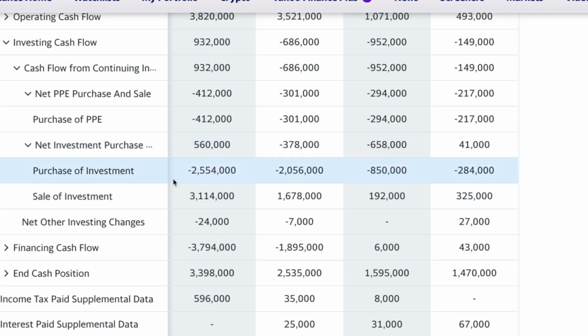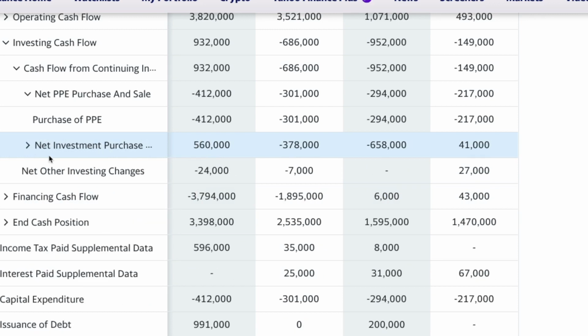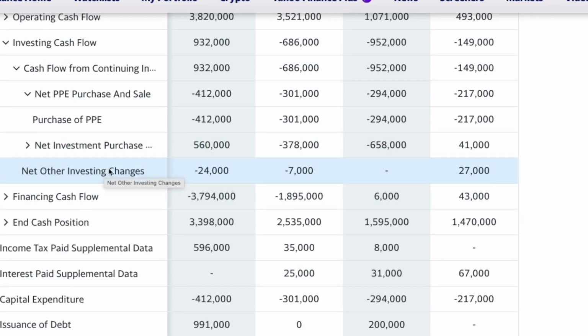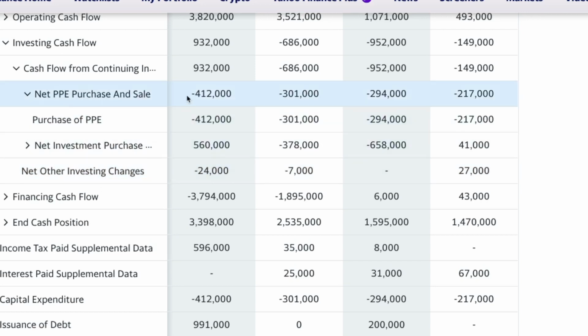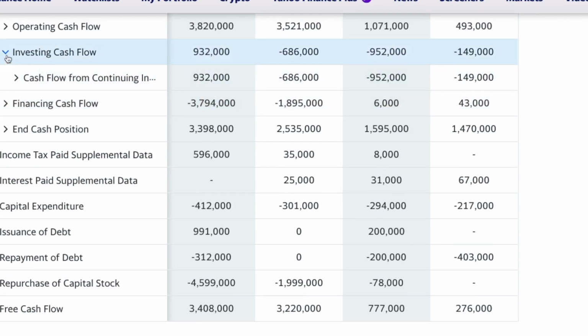If they were spending a ridiculous amount, let's say minus $5 billion, that would be a red flag, because the company may not have that much money to spend on purchases of investments. But since they have generated positive cash flow from their investments, it is a very positive thing for the company. And net other investing changes, which Yahoo Finance doesn't have enough columns for, is minus $24 million. If we add it all back, from their investing activities the company has generated $932 million.